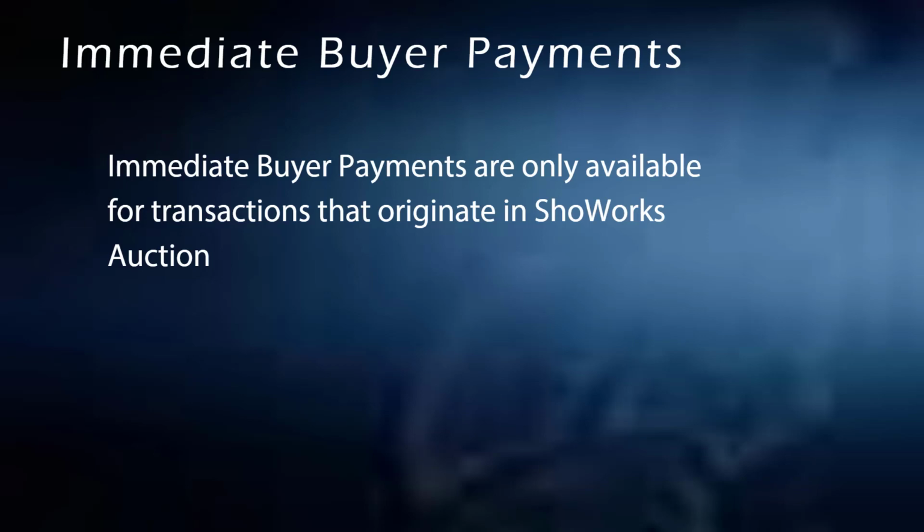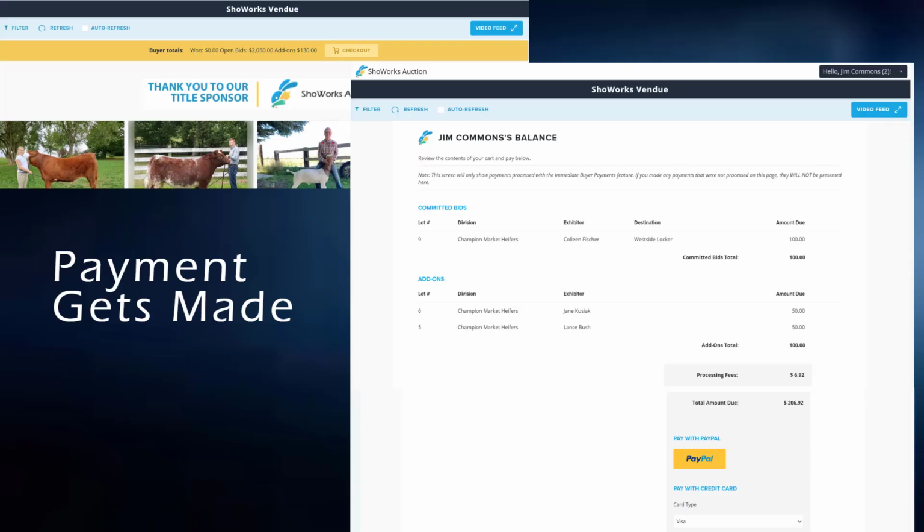Okay, let's jump into immediate buyer payments. Immediate buyer payments are only available for transactions that originate in ShoWorks Auction. That means that if you are documenting and clerking transactions in ShoWorks 2020, they are not going to appear on the online auction site. So immediate buyer payments, we are talking specifically about the auction site and what appears on the cart when a buyer goes to check out.